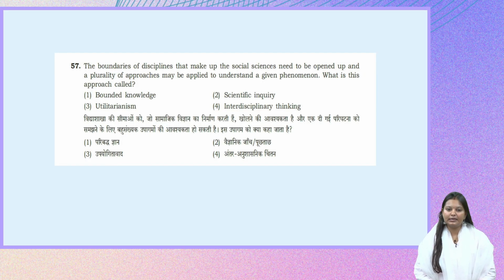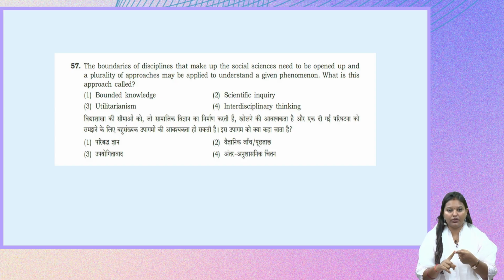The boundaries of disciplines that make up the social sciences need to be opened up, and a plurality of approaches may be applied to understand a given phenomenon. What is this approach called? So, social science as a discipline itself has a lot of content, a lot of subject areas that it is addressing. But we need to open up these boundaries and have the plurality of approaches which we should be able to apply in order to better understand the various phenomena in social sciences. So, this particular approach will be called what? That is the question here in front of us.